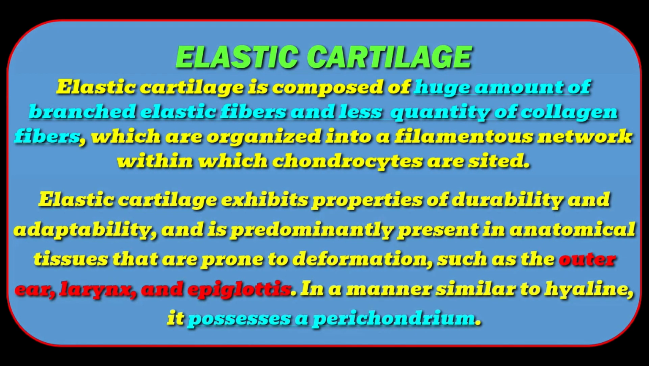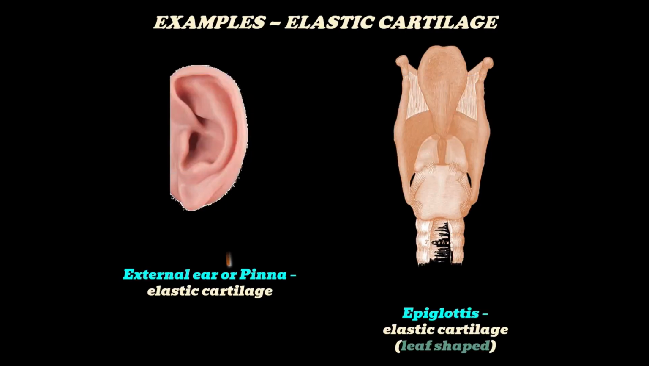It is predominantly present in anatomical tissues that are prone to deformation, such as the outer ear or auricle, larynx, and epiglottis. In a manner similar to hyaline cartilage, it also possesses a perichondrium. Some common types of elastic cartilage are.